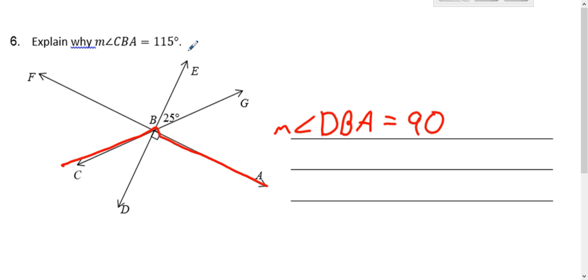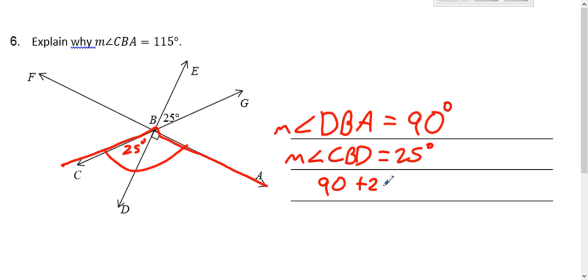Also, we know that angle EBG is 25, so that means that right here also is 25 degrees because those are vertical angles. And then the angle addition postulate just says that we can add the two pieces of this angle to get the whole larger angle. So 90 plus 25 equals 115 degrees.